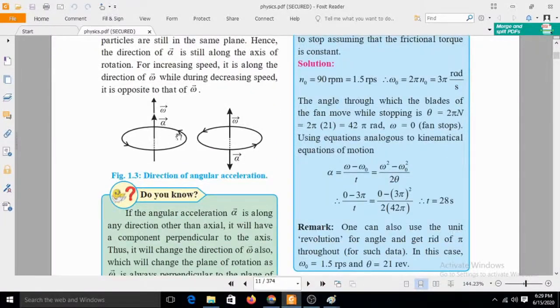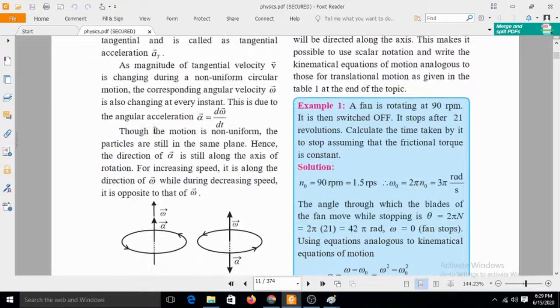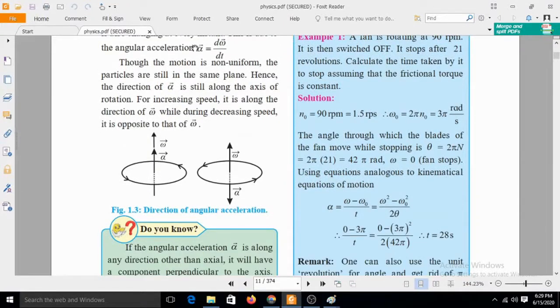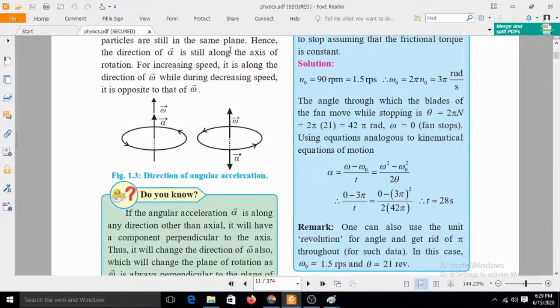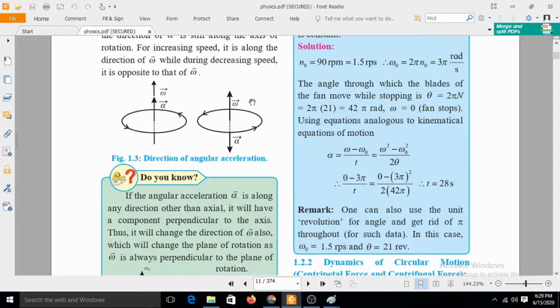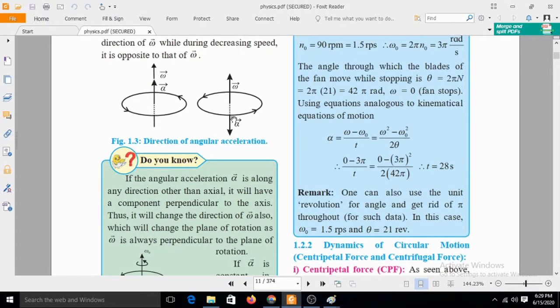See over here, this is also the same. If an object is rotating, take the right hand thumb rule, so the tangential velocity is changing during its non-uniform circular motion, that is given, that is alpha is equal to d omega by dt, and this again shows the same thing that I discussed.